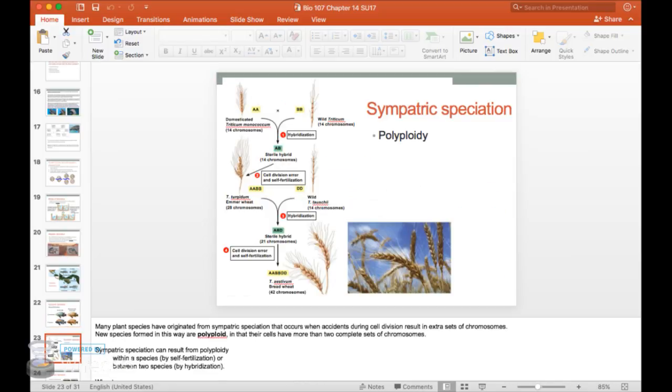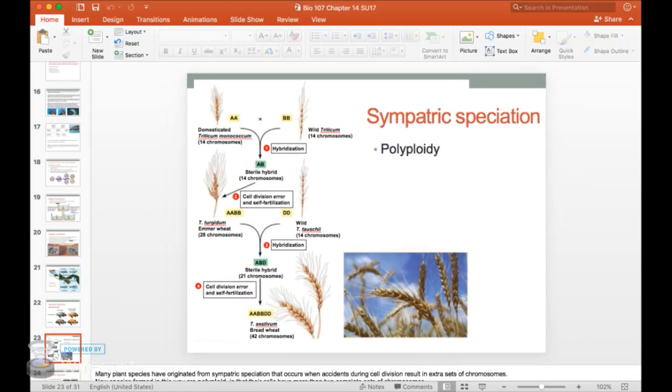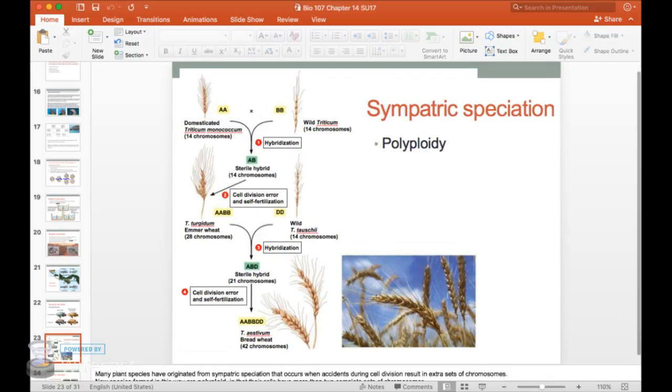So the way that a new species can evolve right next to another species is potentially through polyploidy. Okay, so poly meaning many, and ploidy meaning how many sets of chromosomes do you have?